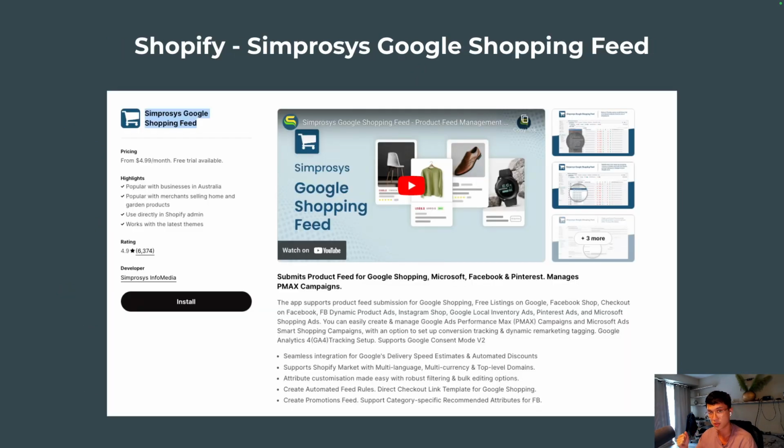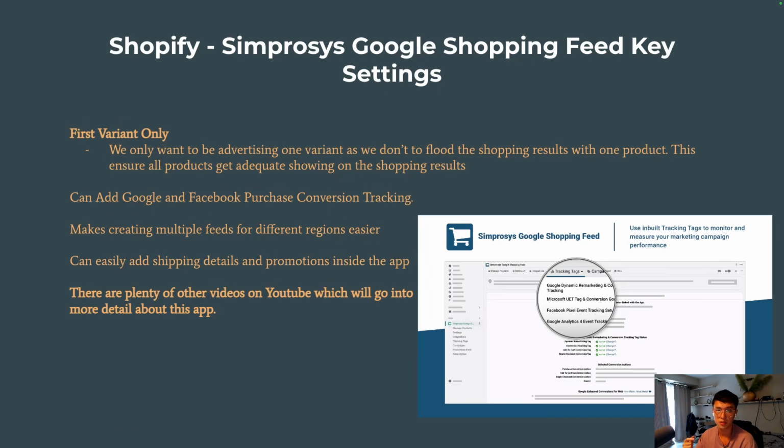So this is what the Simprosys Google Shopping feed looks like. It does start at $4.99 a month, has good reviews. The functionality is good. You can watch their YouTube videos to see how to use it and what options they have. There's a lot of things you can change there, and it makes changing stuff in your shopping feed much easier. So, some key settings inside this plugin.